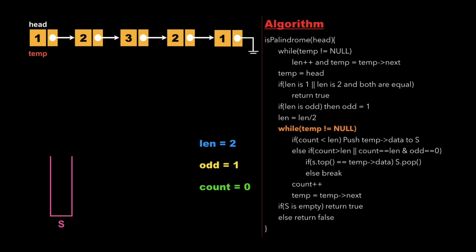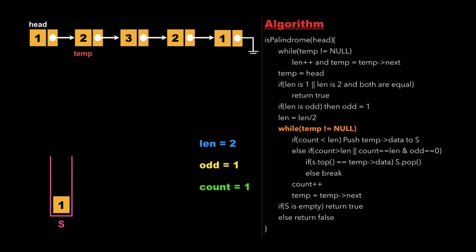Then we have another while loop where we traverse the linked list in order to enter elements into the stack. So temp is not equal to null, and we check whether the value of count is less than length, which is true. Therefore we push that particular element to the stack, that is we push 1 to the stack. And then we increment the value of count and update temp as temp of next.